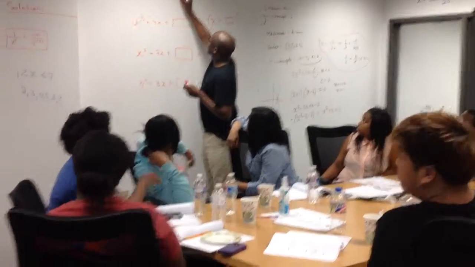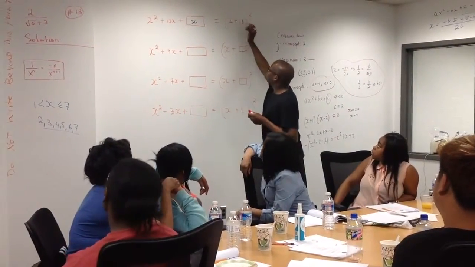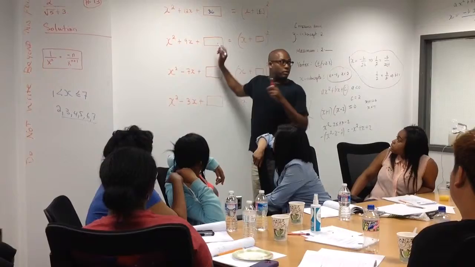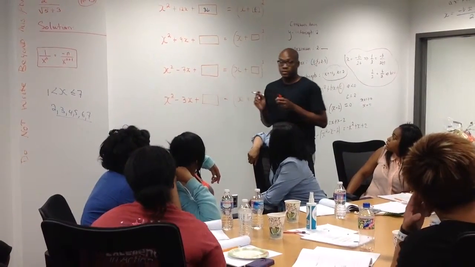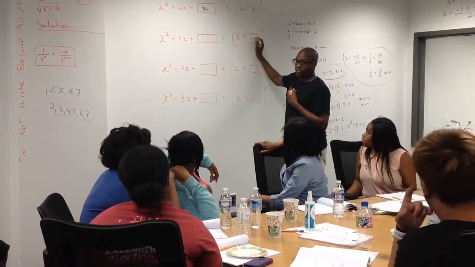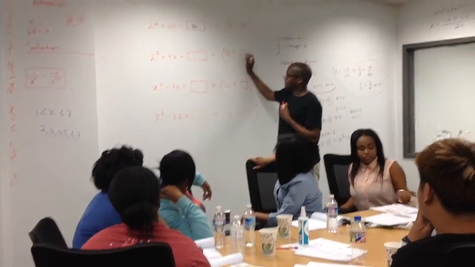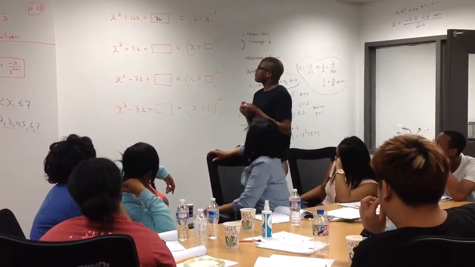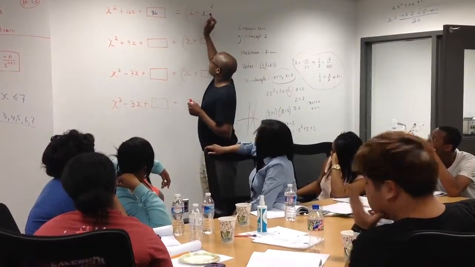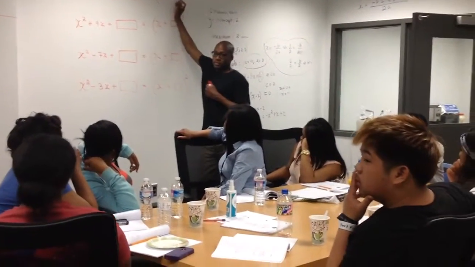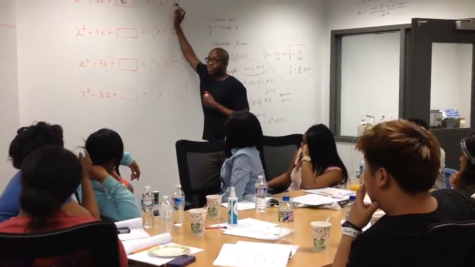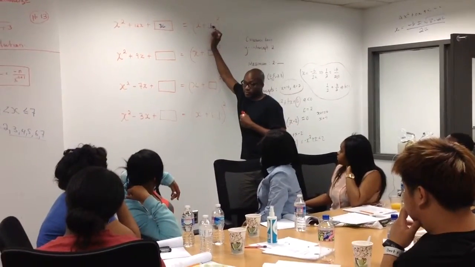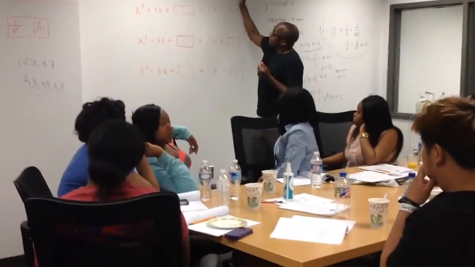This would have to be 36 and this would have to be what? 6. Okay. You chose this number 6. Why? Because 6 plus 6 is 12, and 6 times 6 is 36.